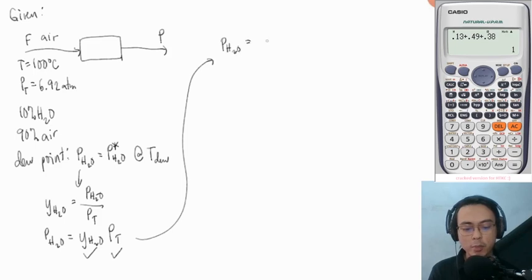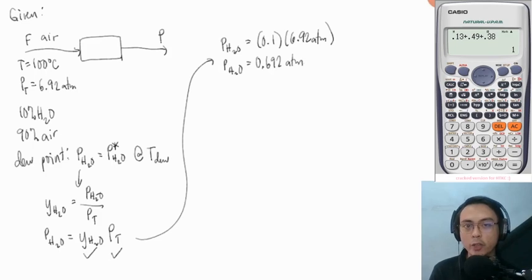That is 0.1 times 6.92. The partial pressure of water is 0.692 atmospheres. Now, because we are talking of the dew point, you know that that is an equilibrium condition. So this partial pressure is also equal to the vapor pressure of water at the dew point temperature. So how do you turn the partial pressure to a temperature? We go back to the Antoine equation.